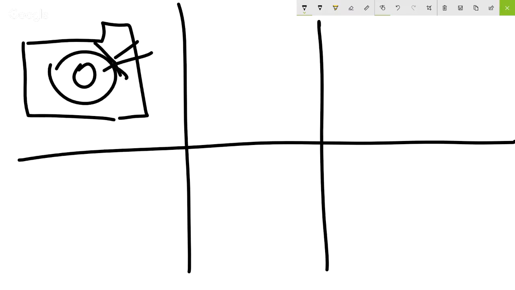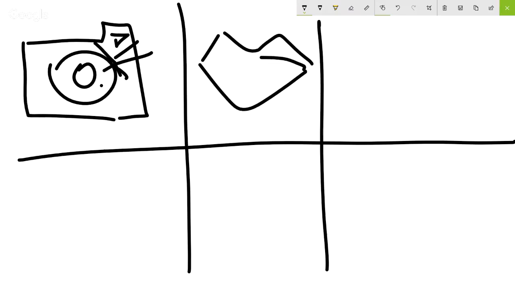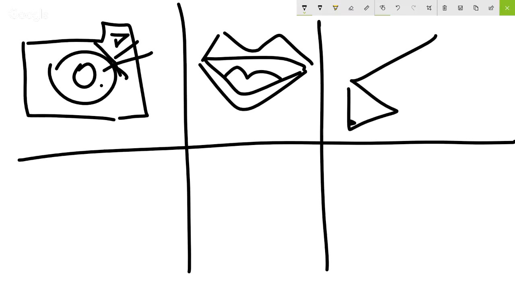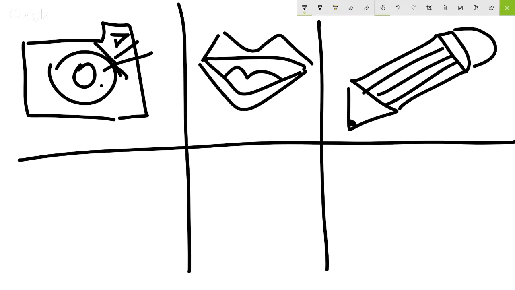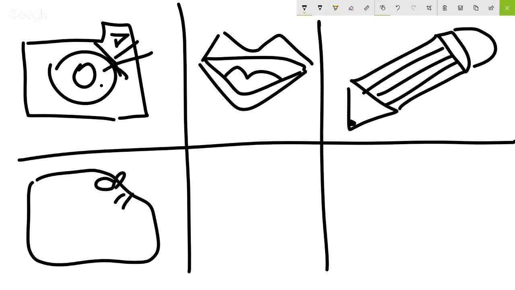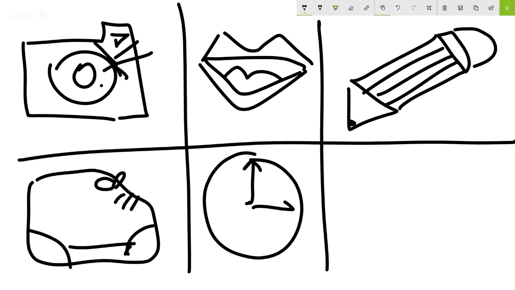So that's the flash right there. Then the next one is going to be a mouth talking. So something like that. The third one is going to be a pencil. In the fourth square, make a shoe. And if you feel that it is better for you to draw a flip-flop or a high heel, just go ahead and do it. This is a little sneaker. In the fifth square, just please make a clock. And in the last one, make some doodles, just different shapes that you like.